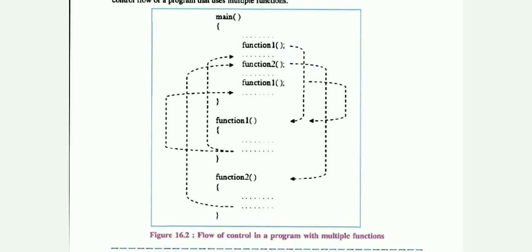Yes, main is our user defined function. Then after, you just see in the main we have written just function 1, function 2 and function 1. So there is no other things, just the functions' names we have written. So this main is our user defined function, and function 1, function 2, these are the other user defined functions. So from main we are calling this function 1 and function 2.